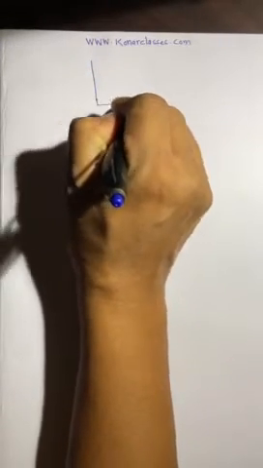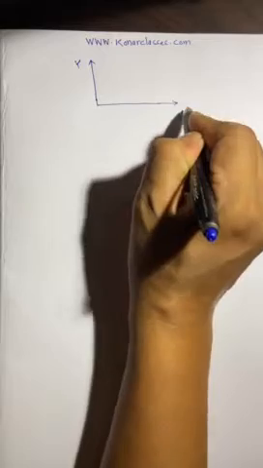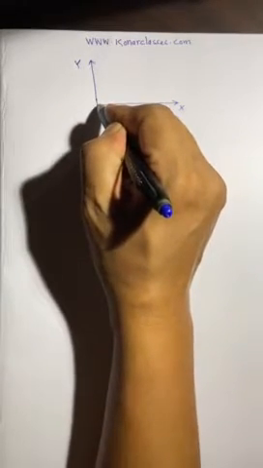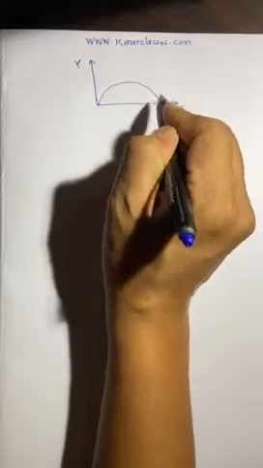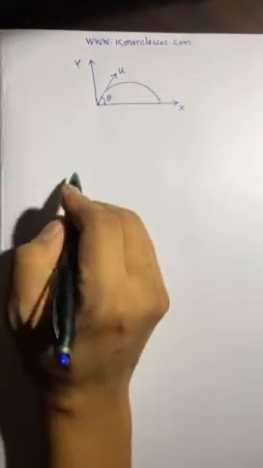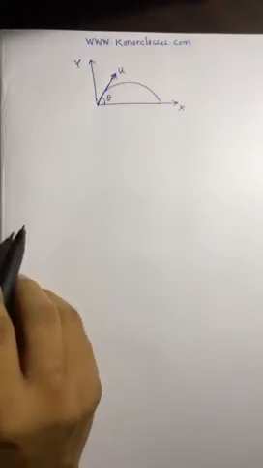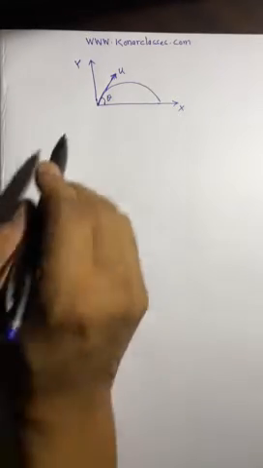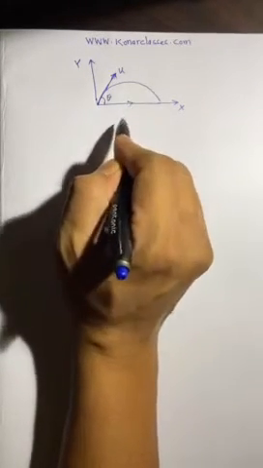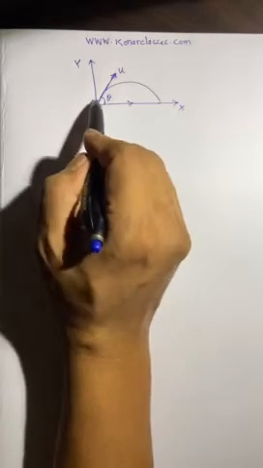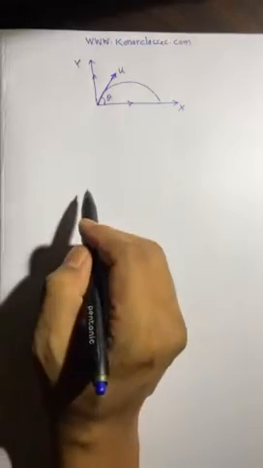Now if we draw a simple projectile, this is the y-axis and this direction is the x-axis, and we put a projectile like this, and the angle of the initial velocity u to the x-axis is theta. If we throw the projectile in this direction, then it has two components: one along the x-axis, another along the y-axis.